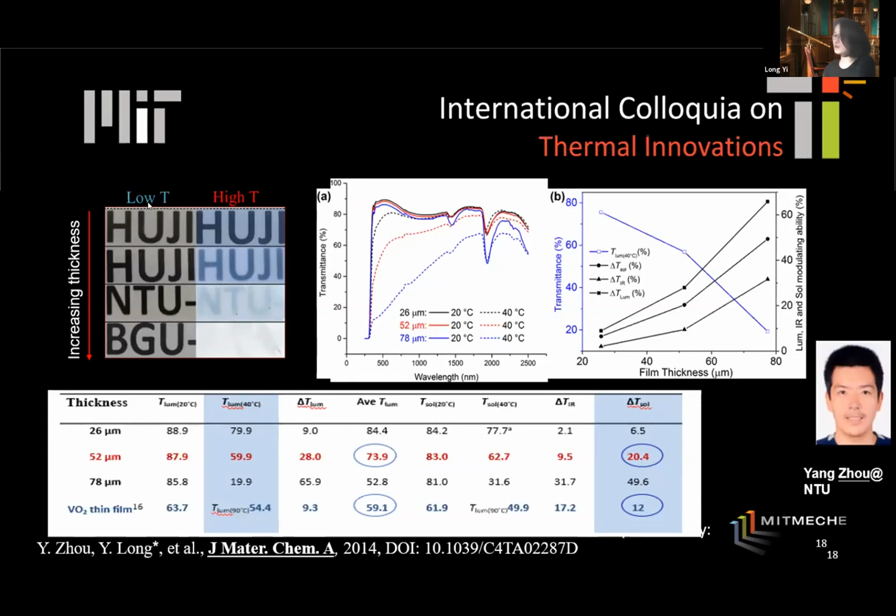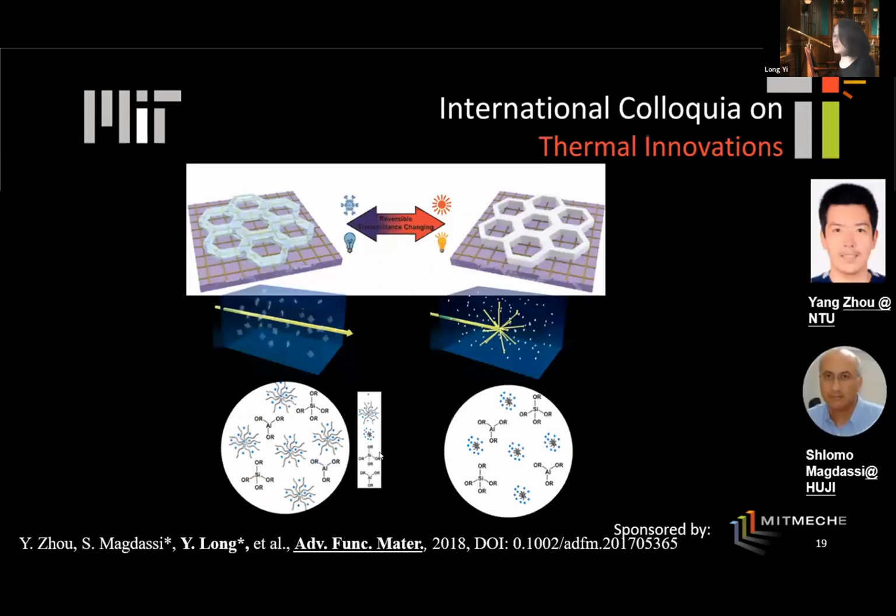You can see when we increase the temperature, it changes from very transparent to translucent or opaque. Compared with vanadium dioxide, the delta Sol is nearly doubled, and the TU is also increased. So this is the very first paper of hydrogel in the thermochromic smart window.